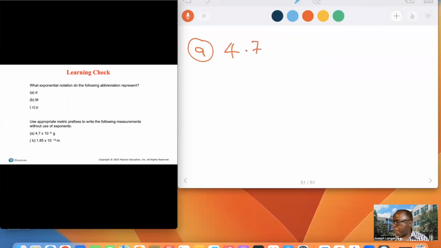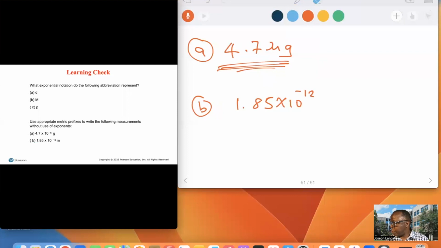For A, this is what we need, 4.7 micrograms. This is what the question is asking you: use prefixes to write the following measurement without using the exponent. This is the exponent. So B for the follow-up question is 1.85 times 10 raised to negative 12. You want to get rid of the exponent. And this is picometer. I'm just going to write picometer because of the meter here. So you should be able to navigate the prefixes used for that.